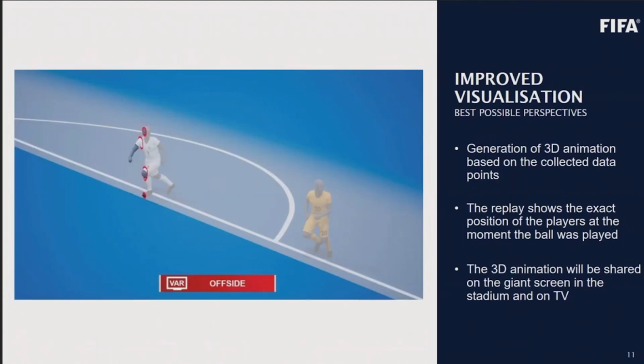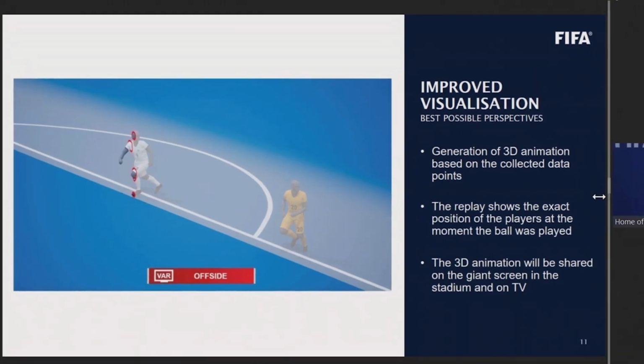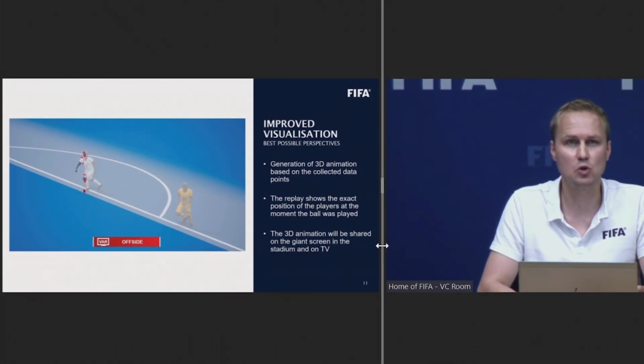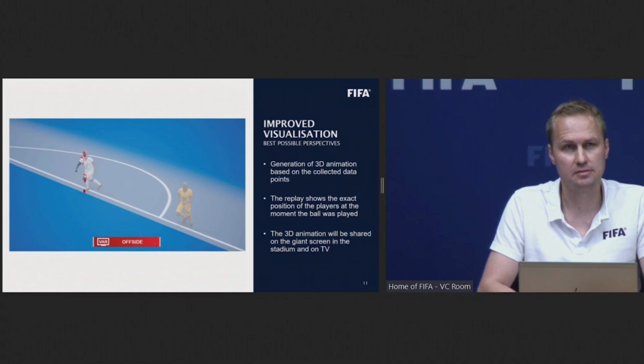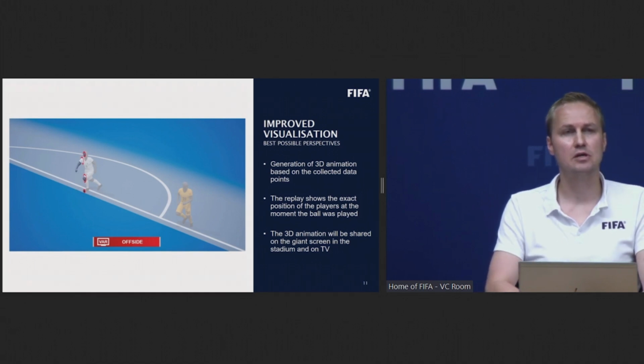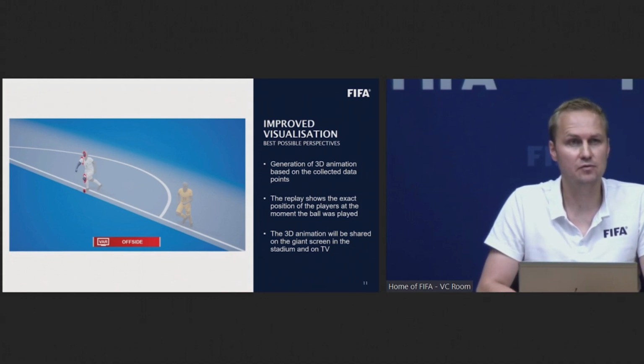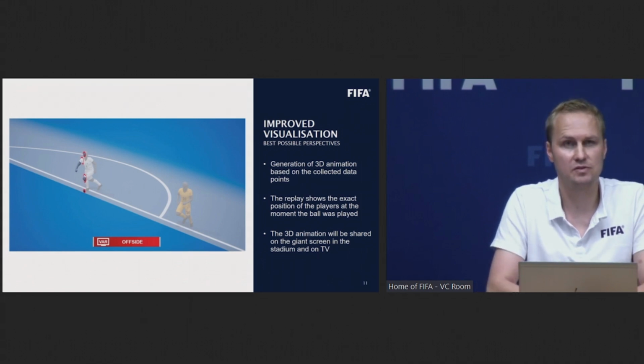Finally, after the decision is taken, communicated by the VAR and then also taken by the referee on the pitch, we use the same data that has been collected by the different elements of semi-automated offside to generate a 3D animation, because we want to provide the best possible perspectives to the football fans. I think we all agree, especially for tight offside incidents, sometimes it's quite difficult if you only see the overlapping lines to say if a player was offside or not.